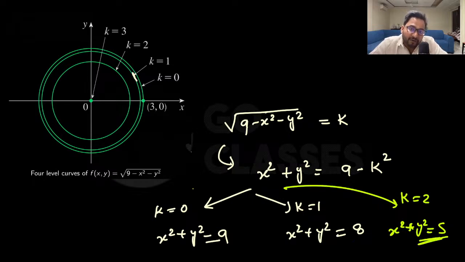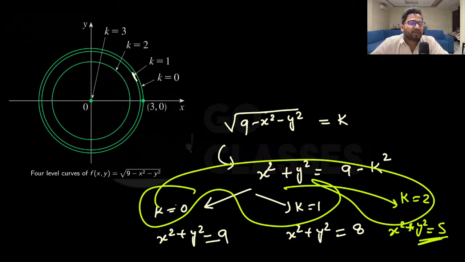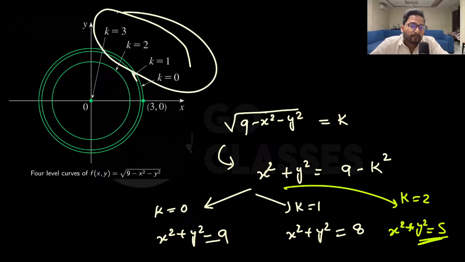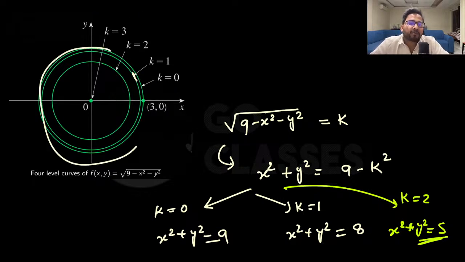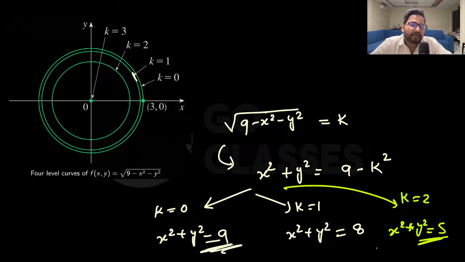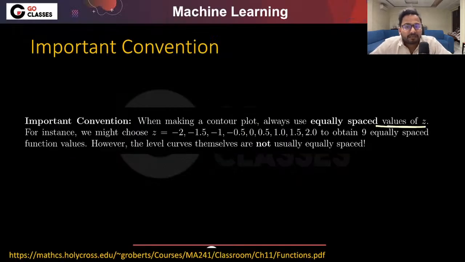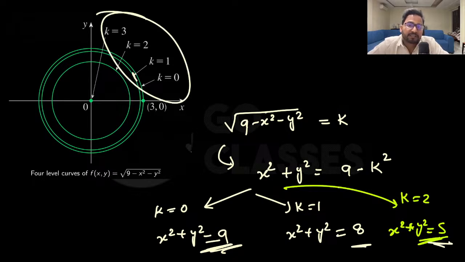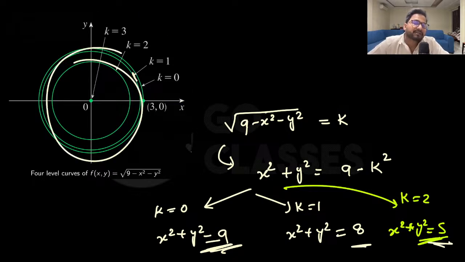So see here, the k values are equally spaced, isn't it? So basically the k values are 0, 1, 2, 3 like this only. But the real contours need not be equally spaced. Ultimately, we are getting 9 here, 8 here, 5 here. So that's what this line is saying: the level curves of the contours themselves are not usually equally spaced. Understood? The k values are equally spaced, but these contours are not equally spaced, and this is very important.